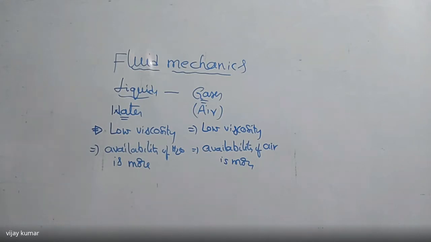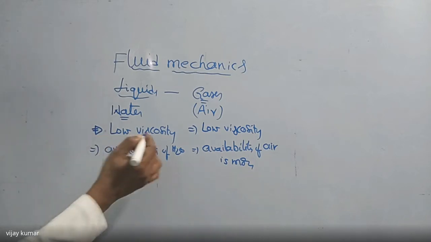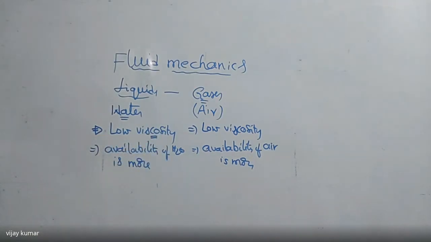So what is the reason we consider water and air as standard fluids? Two reasons, simply. These two have very low viscosity. I will explain what viscosity is. Water has low viscosity and gas also has low viscosity. And what is the availability of water in nature? Availability of water in nature is very high, and at the same time the availability of air in nature is also high. So because the availability of these two fluids is very high, we consider water and air as standard fluids in case of liquids and gases.